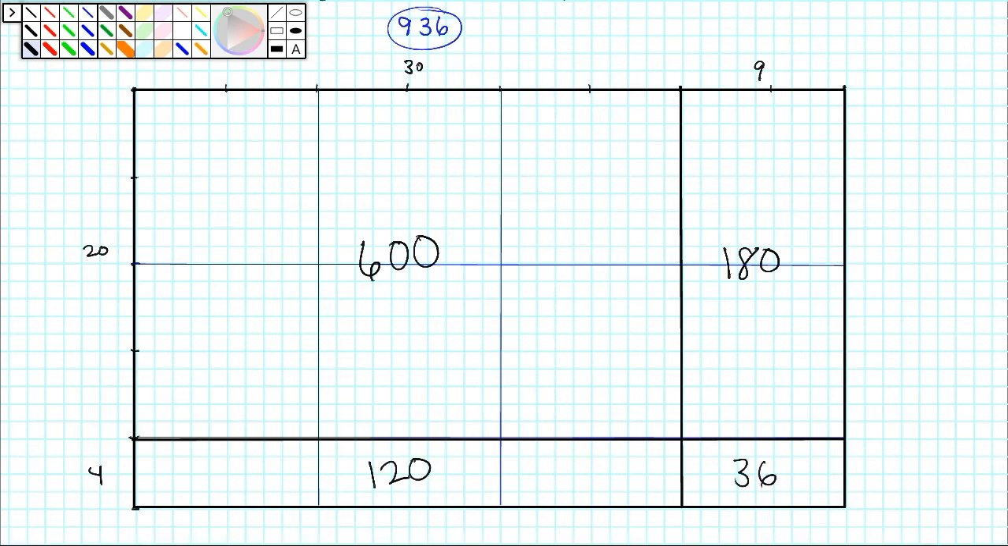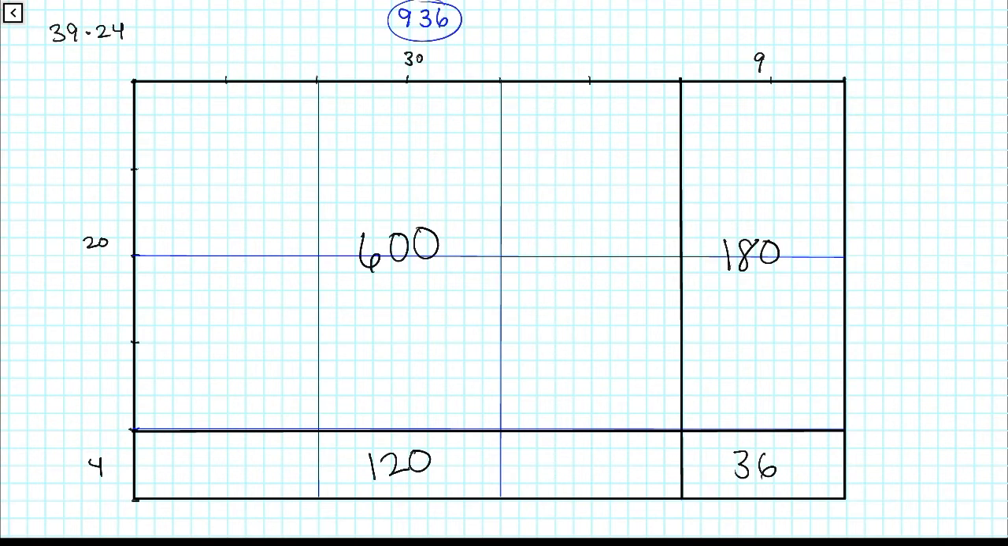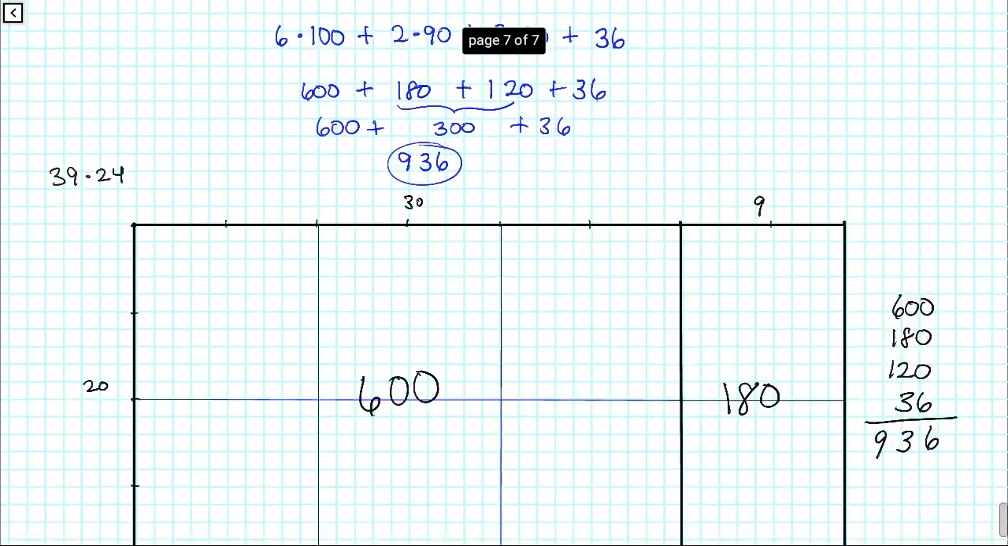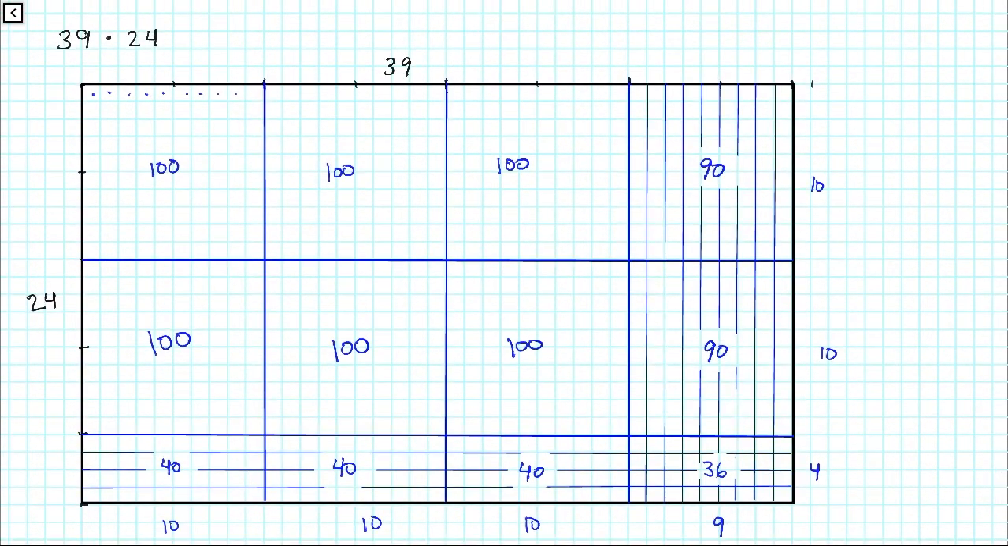So what I'm really doing is breaking this up specifically by place value. And this gives me that 39 times 24 is going to be 600 plus 180 plus 120 plus 36, which adds up to 936. Okay, so the first way we did this is we really broke up each of the tens, and then when we got done with tens, we broke up each of the ones.